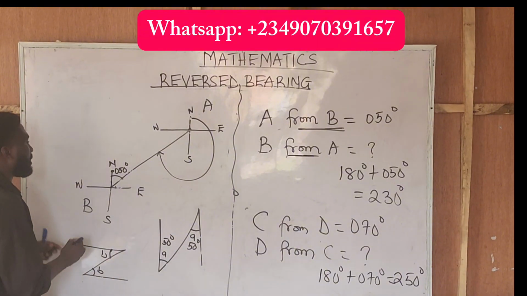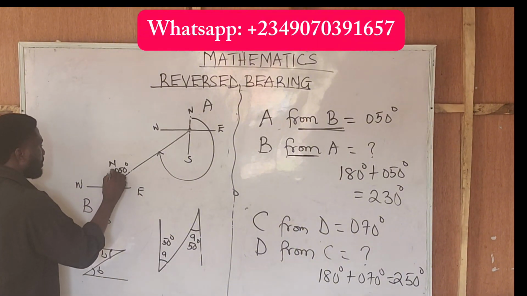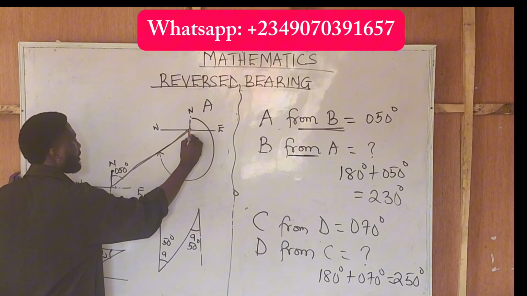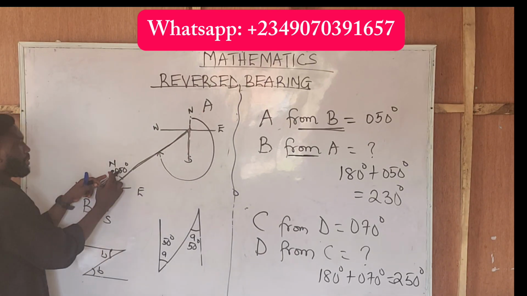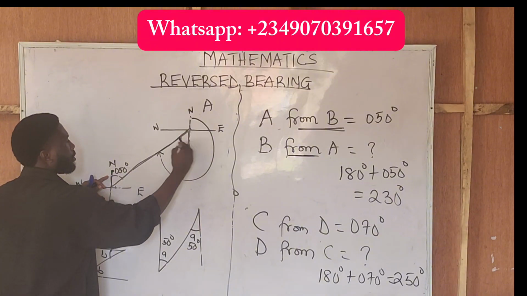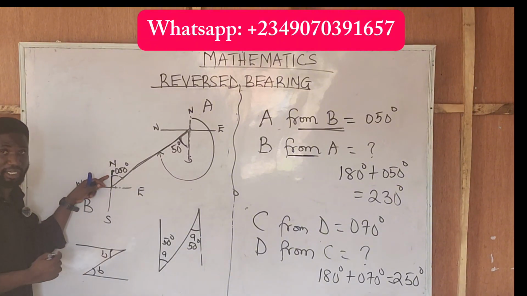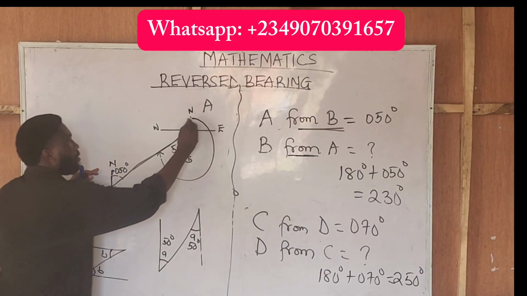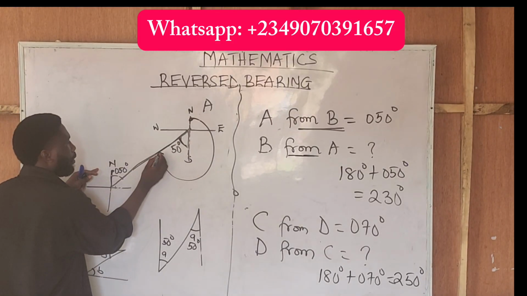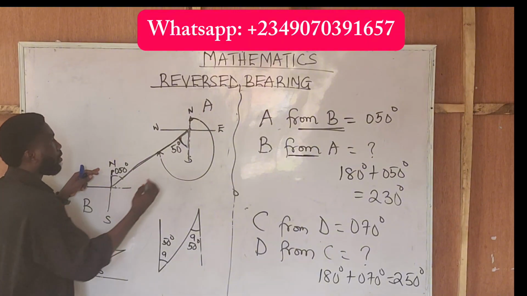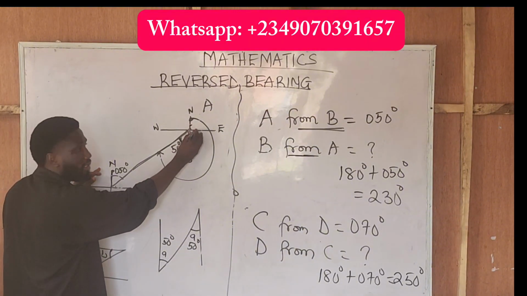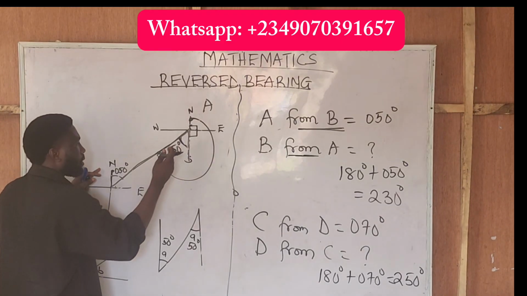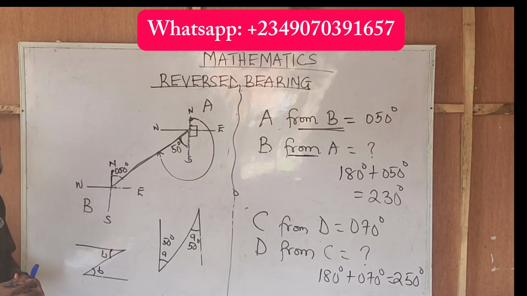So for us to answer this, from here now, locate the alternate angle here. Can you see? So if this is 50 degrees, this point here is also 50 degrees. Do you understand? So now we want to get the bearing of B from A. From this point down to this point, let's get the total. You know that here to here is 90, here is 90. That is 180. So 180 plus 50, that will give us 230 degrees.